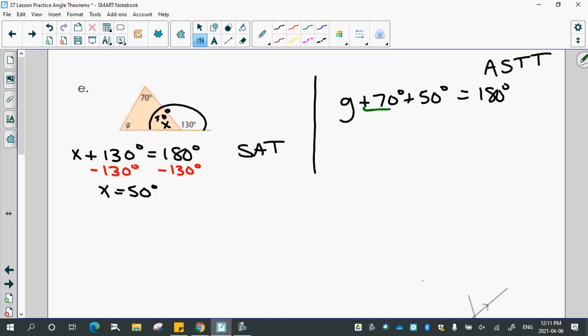And then we can add those two together. Subtract. Get that G is 60 degrees. So the thing that you have to always keep in mind is some of the angles that you're not asked for and you're not given, you may have to find using an angle here in order to find one that you do have to find.